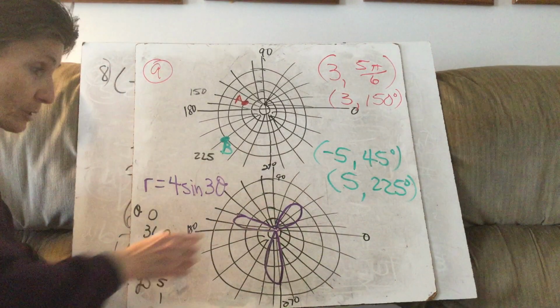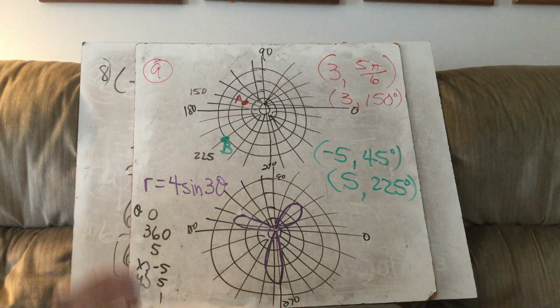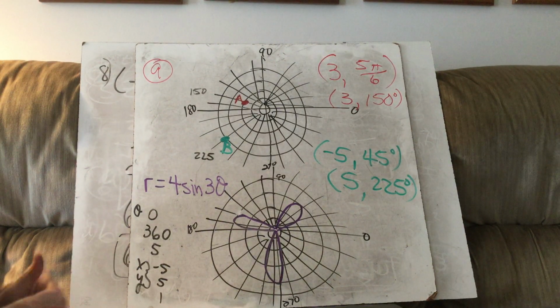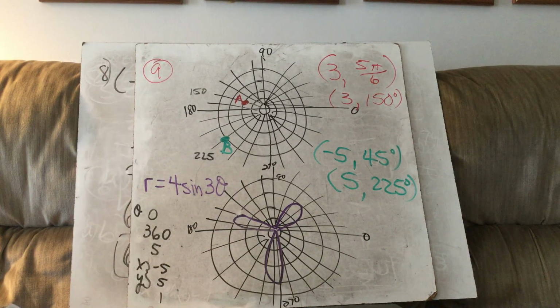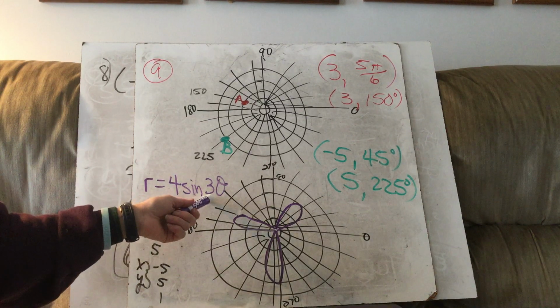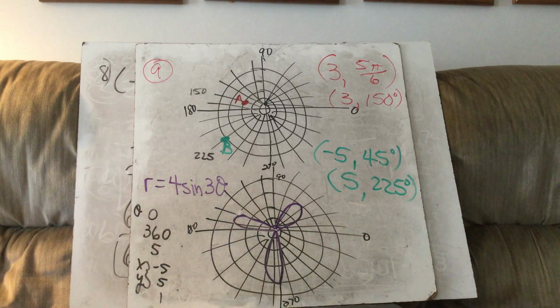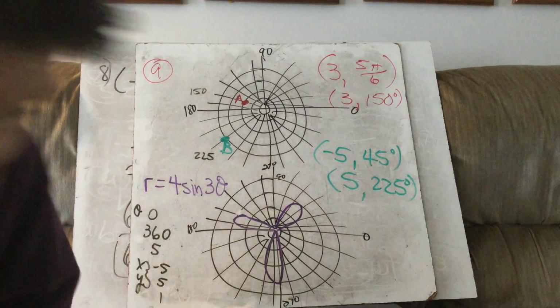So your picture should look something like that. Now obviously mine's whopper-jawed because my grid isn't very good. Yours is going to look much nicer than that. But that's the shape. This is a 3-leaved rose. This rose has 3 leaves, and they're 4 units long. And that's the end of that. Good work.